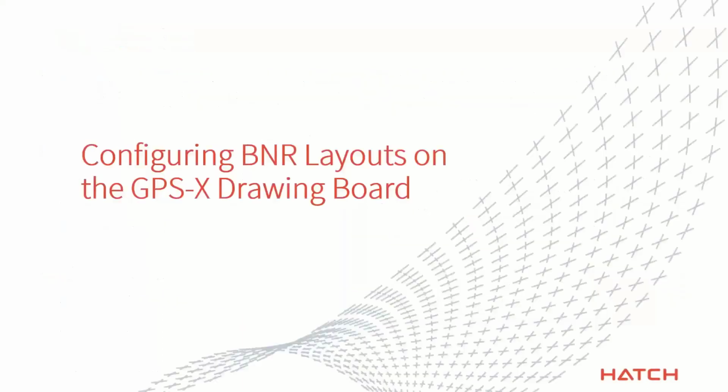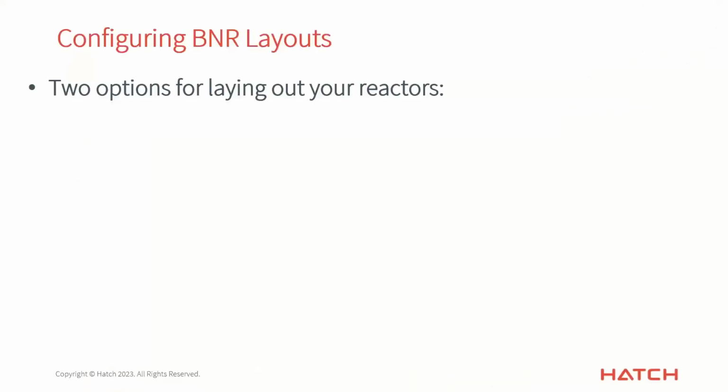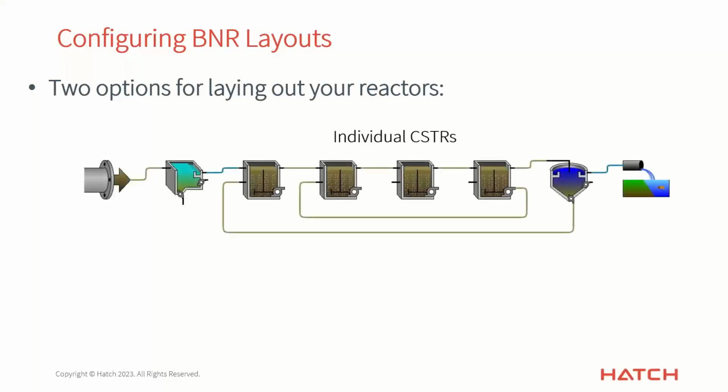Okay, so configuring the BNR layouts on the GPS-X drawing board. Now, there's a number of decisions that you'll need to make along the way. And the very basic one to start with is there's really two different ways that you can go about laying out the reactors. One of them is to do it as individual CSTRs. So if you open up the GPS-X unit process panel on the left-hand side of your drawing board, you'll see various kinds of options for different reactors, including CSTRs and plug flow tanks. So if you grab a whole bunch of these CSTRs and draw them out like this, of course, that makes a lot of sense, you can totally do it this way.